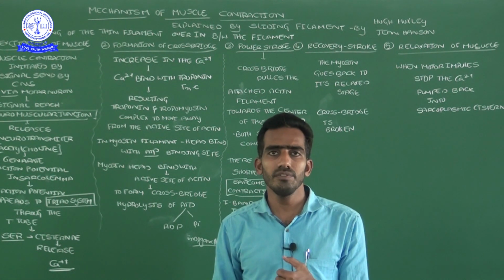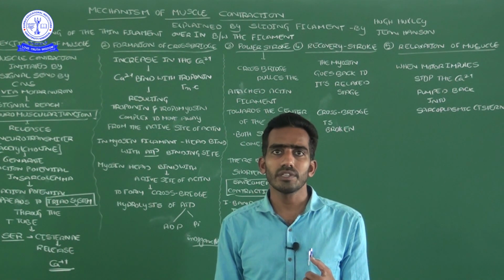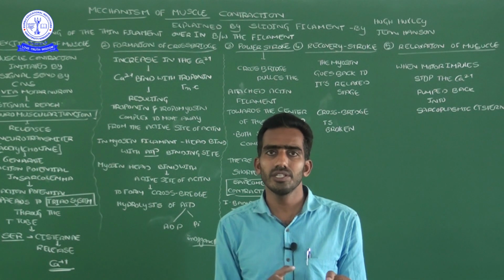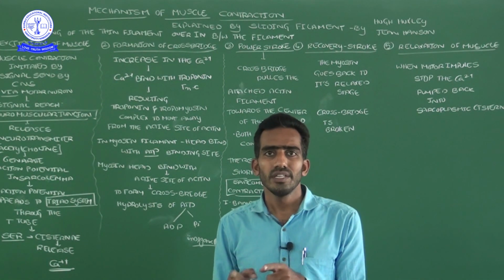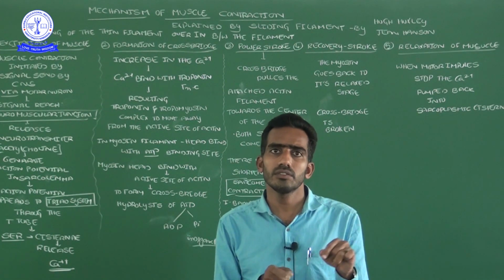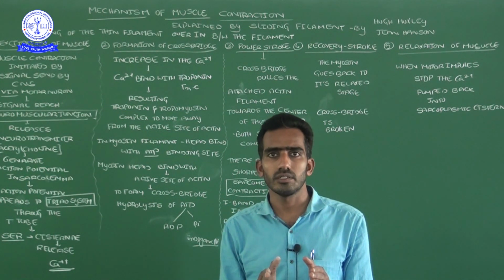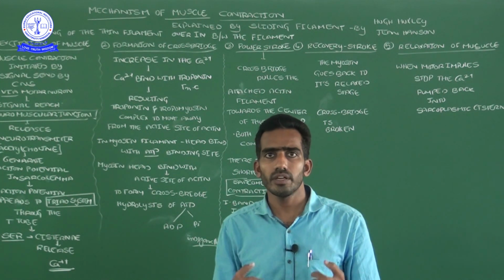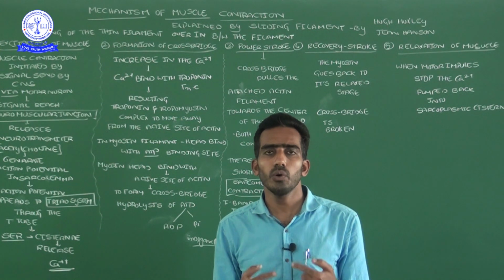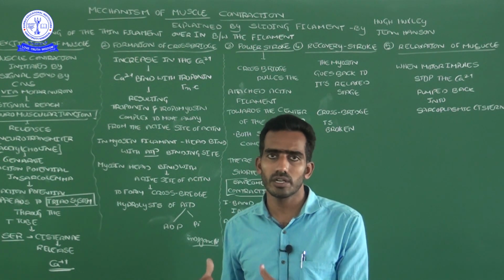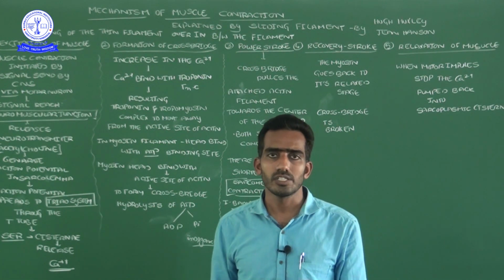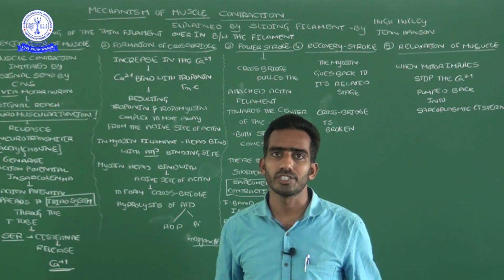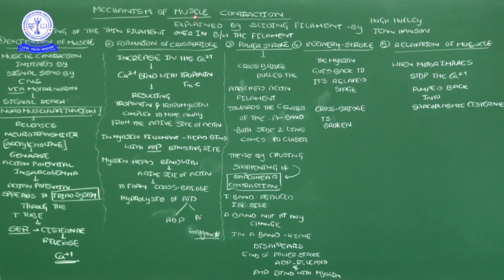Okay, previously we learned that muscle contains two different filaments, thin and thick filaments. The thin filament is the actin filament, and the thick filament is the myosin filament. Revise these concepts once, then only you will understand the muscular contraction concept. Okay, let me start today's video session. See the mechanism of muscle contraction.